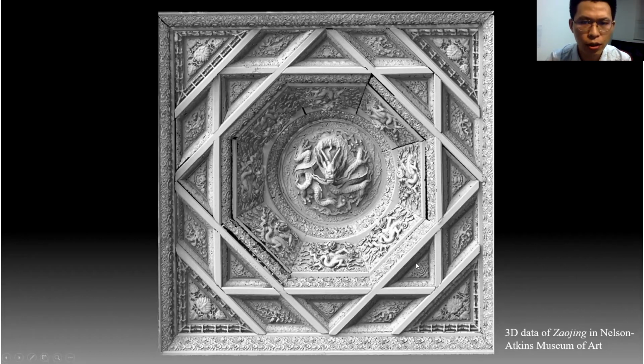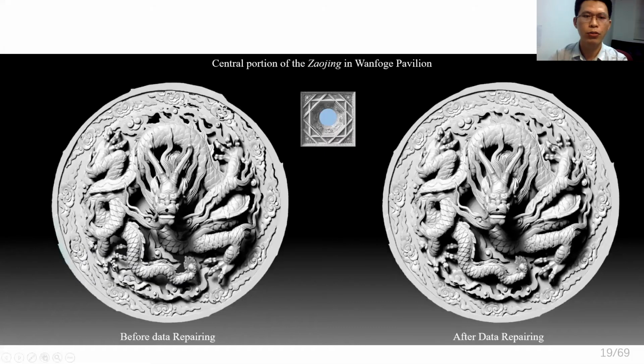These 2 pictures show some of the finished 3D data. This is a full view of the ceiling. In order to show its shape, we wipe the ceiling color information. This picture shows the Central Dragon carving of the ceiling.